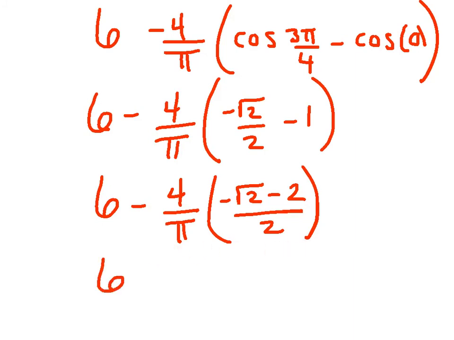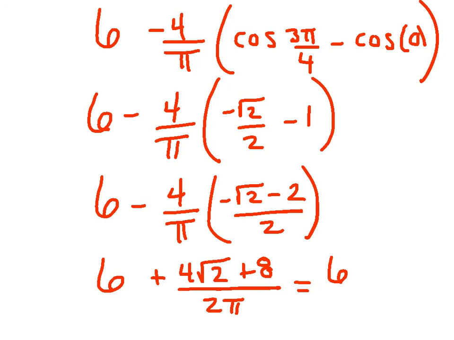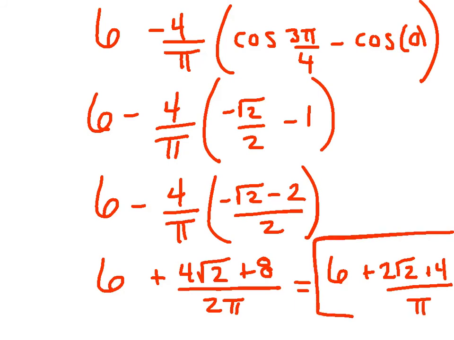So I'm going to say that's 6. I'm going to distribute my negative as well. So I'm going to get plus 4 radical 2 plus 8 all over 2 pi. And really the only thing I can do is divide those terms by 2. So I'm going to say 6 plus 2 radical 2 plus 4 over pi. Not pretty, but we've definitely got a final answer there.